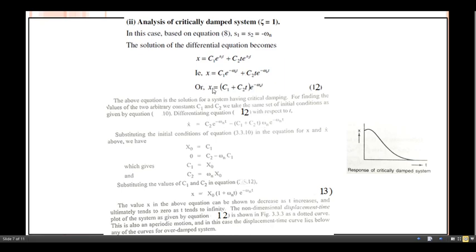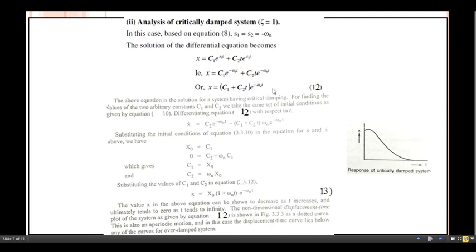So we can get the value for x in this way: c1 plus c2t, as e raised to minus omega nt. This term is common, so take it common and give this equation number 12. The above equation is the solution for the system having critical damping. For finding the values of the two arbitrary constants c1 and c2, we have to take the same set of initial conditions as given by equation number 10.